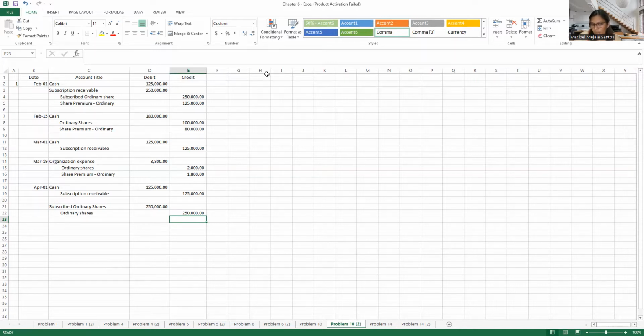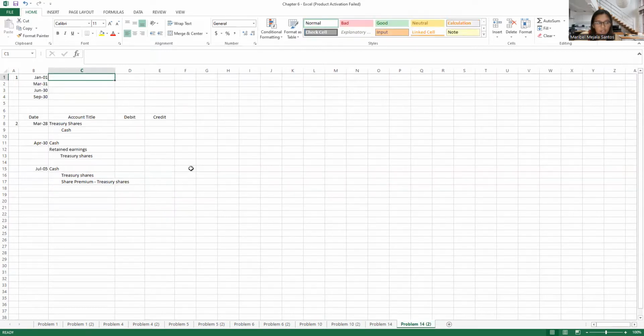Let's try to solve problem 14. So this will be the ending of my discussion for tonight. Okay. So let's read the problem. On January 1, Bulani Corporation had the following balances in its shareholders' equity. Ordinary shares, 5 at par. Share premium ordinary, retained earnings. On March 28, the corporation purchased 10,000 shares as treasury stock at 15 per share.